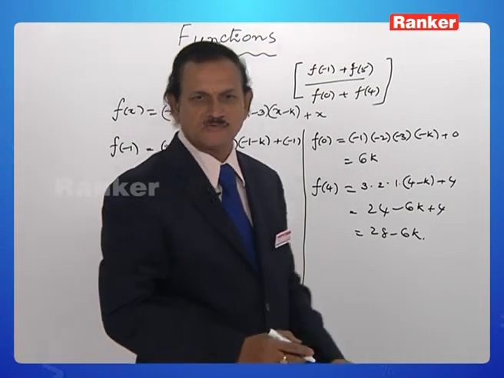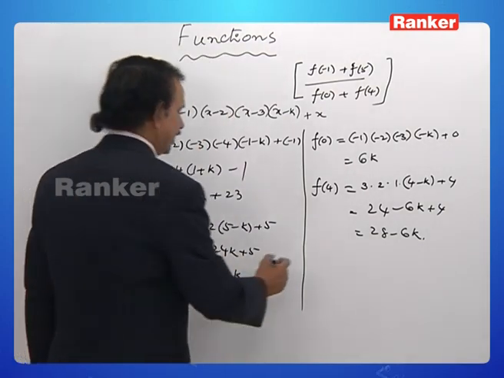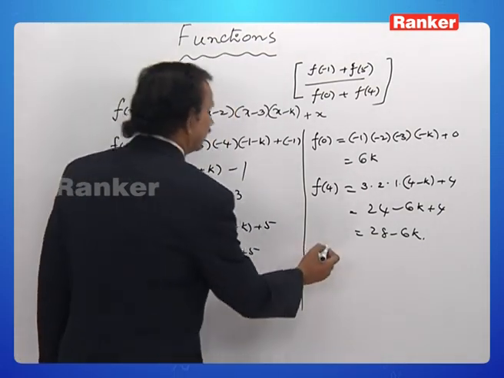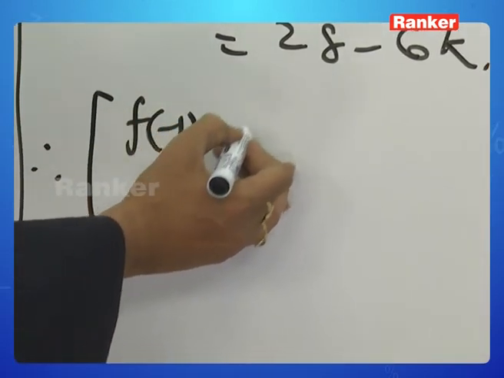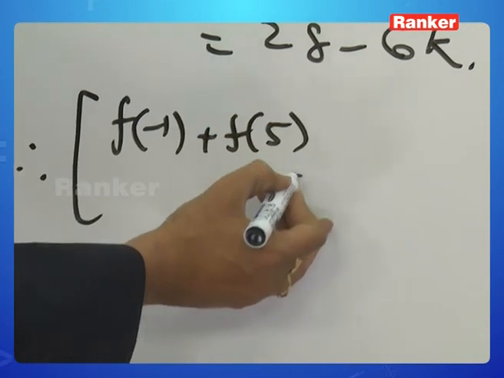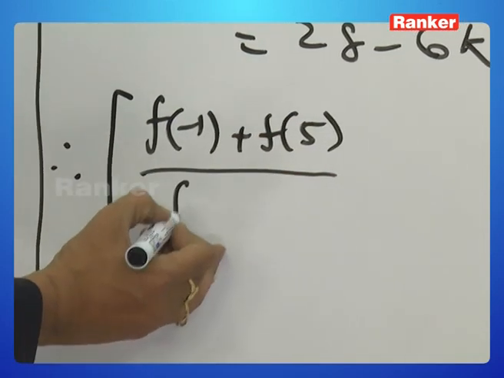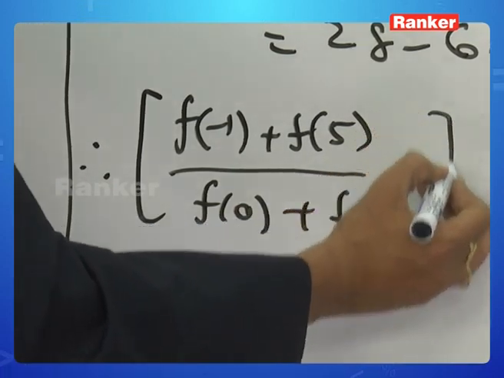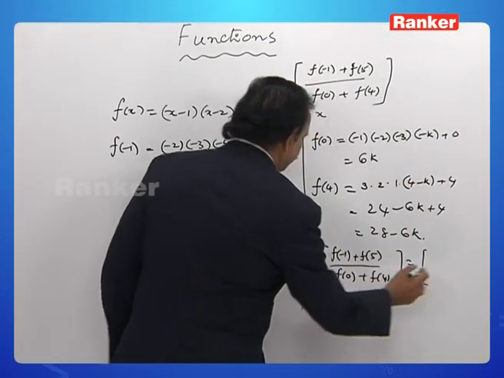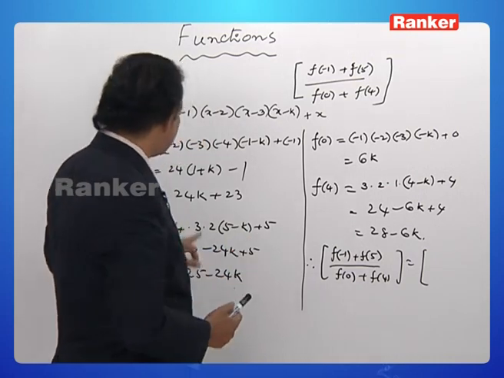Let us now make use of all this. Therefore, the integral part of [f(-1) + f(5)] / [f(0) + f(4)] is equal to... think of the sum of these two.